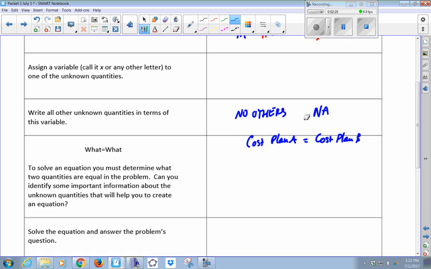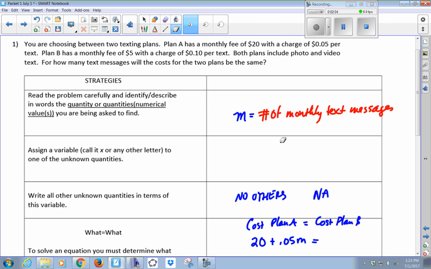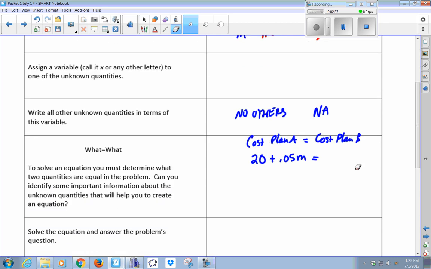Plan A, remember, has an initial flat fee or monthly fee of $20, even if you send 0 text messages. But each text message is 5 cents per message. So that was 20 plus 0.05M. This expression represents the cost for plan A. Now, plan B had a $5 initial monthly fee, flat fee, but their cost per message sent is twice as high. It's 10 cents. So plan B is 5 plus 0.10M.